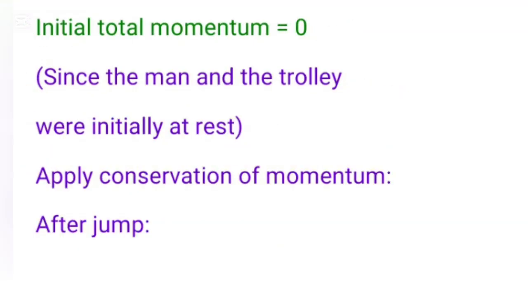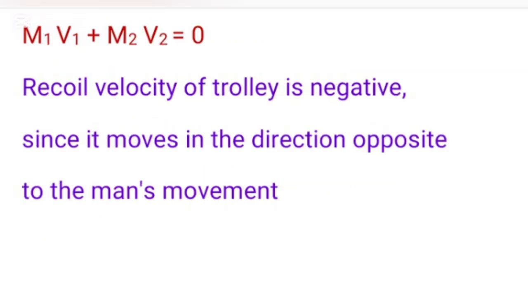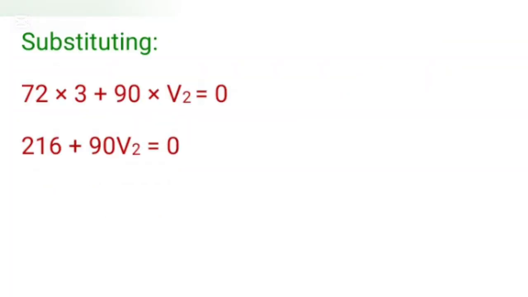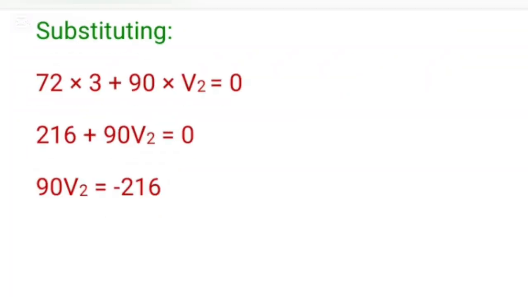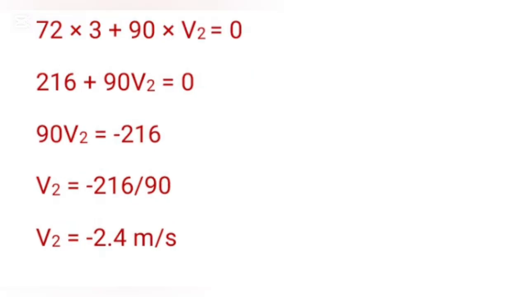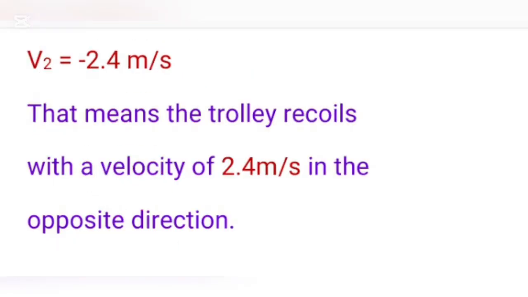Applying conservation of momentum after the jump, m1v1 plus m2v2 is equal to 0. Recoil velocity of trolley is negative since it moves in the opposite direction to the man's movement. Substituting, 72 times 3 plus 90 times v2 is equal to 0. 90v2 is equal to minus 216. Making v2 the subject of the formula, v2 is equal to minus 216 divided by 90. v2 is equal to minus 2.4 meters per second. That means the trolley recoils with a velocity of 2.4 meters per second in the opposite direction.